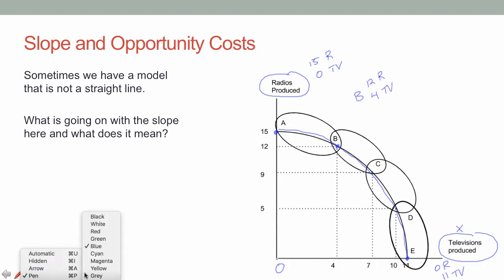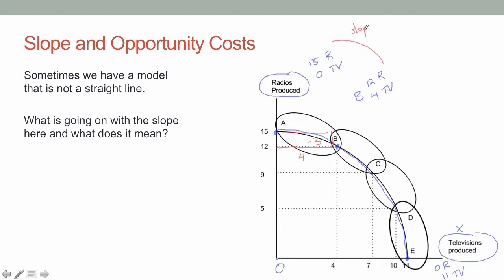So between those 2 points then, what happened? It looks like we increased our amount of TVs by 4, but we had to give up 3 radios. So we decreased our radios by 3 when we increased our TVs by 4. So the slope between A and B then is -3/4. There's our opportunity cost. I made 4 more TVs, but I had to decrease the amount of radios by 3.